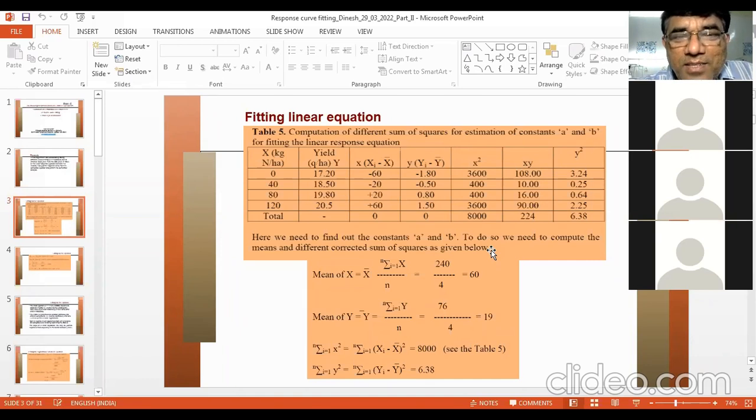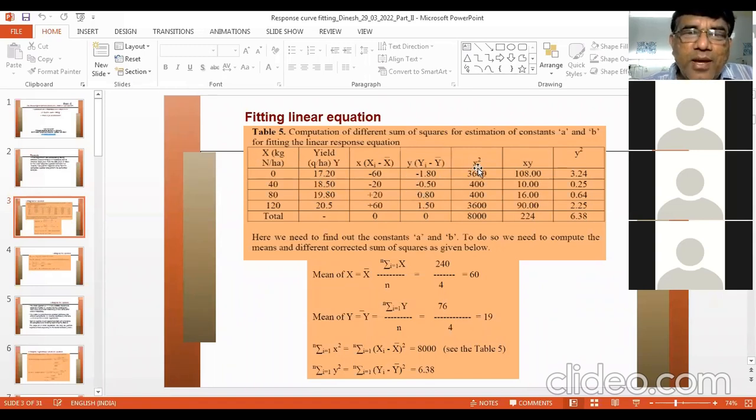So xi minus x bar gives minus 60. Now you understand. In the same way, small y is equal to yi minus y bar. You can calculate the mean of y, which is 19, and then 17.2 minus 19 gives the small y.